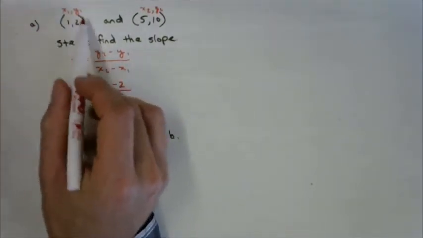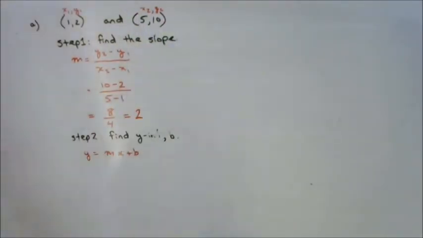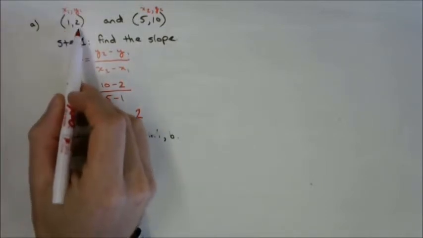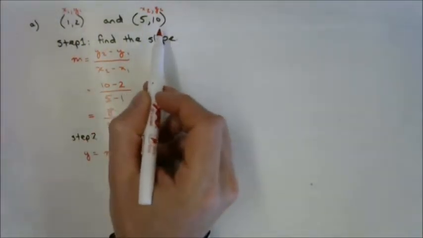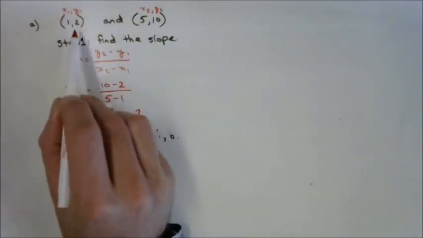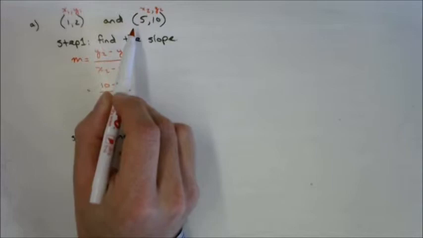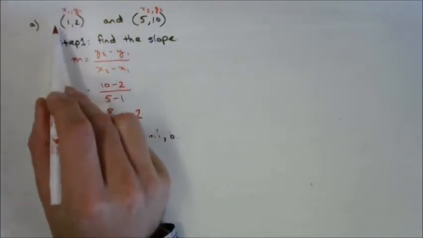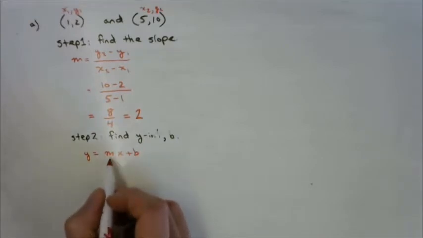This is a point and this is a point. There are only 2 points. So you're going to use one of the points. So 1 matches with 2 and 5 matches with 10. I cannot sub in 1 and 10. I cannot sub in 2 and 5. I can't sub in 1 and 5, and I can't sub in 2 and 10. I can sub in 1 and 2. And I can sub in m.